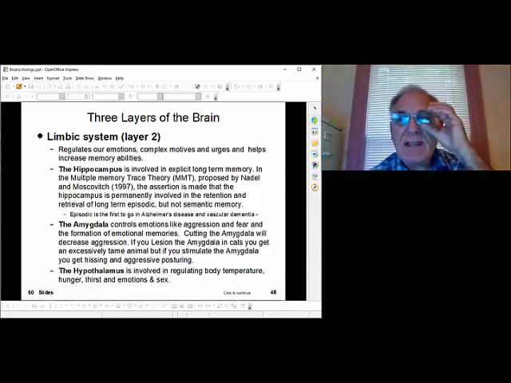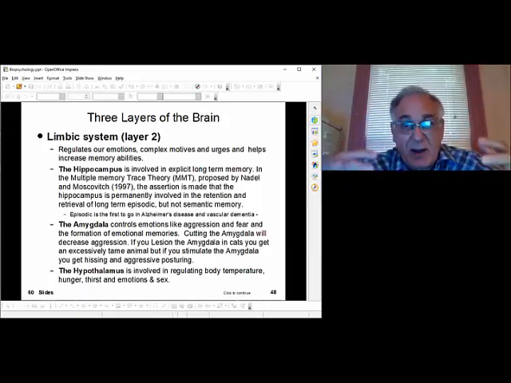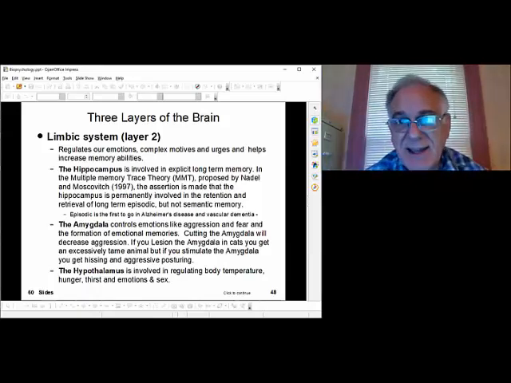So if you lesion an amygdala, cut it so that it's not working properly, you get a decrease in aggression in that particular animal. And if you lesion the amygdala in cats, then you get an excessively tame cat. But if you put an electrode into the amygdala and stimulate it, you get a cat that looks like it's really angry. It's hissing. Its hair is all fluffed out. Its ears are back. It's very difficult to give animals human characteristics, but it looks like it's angry.